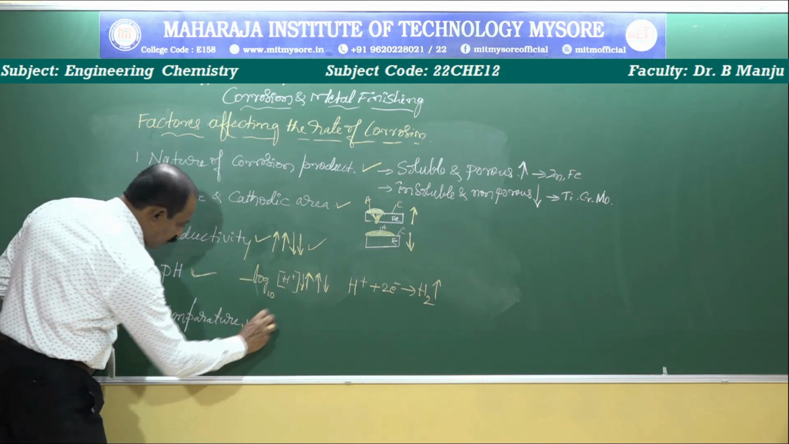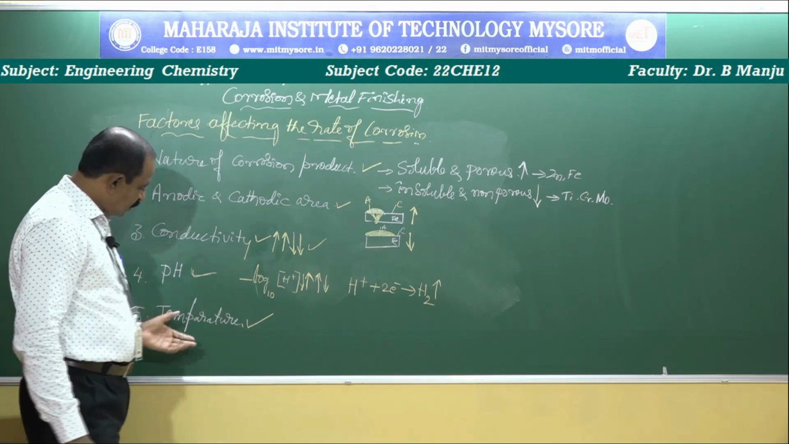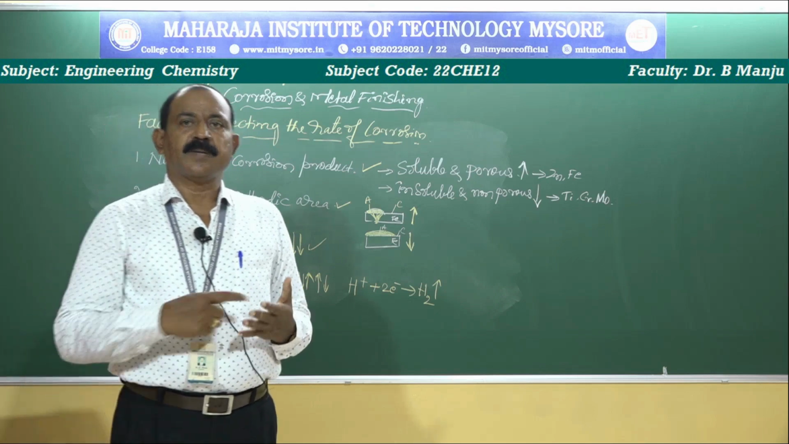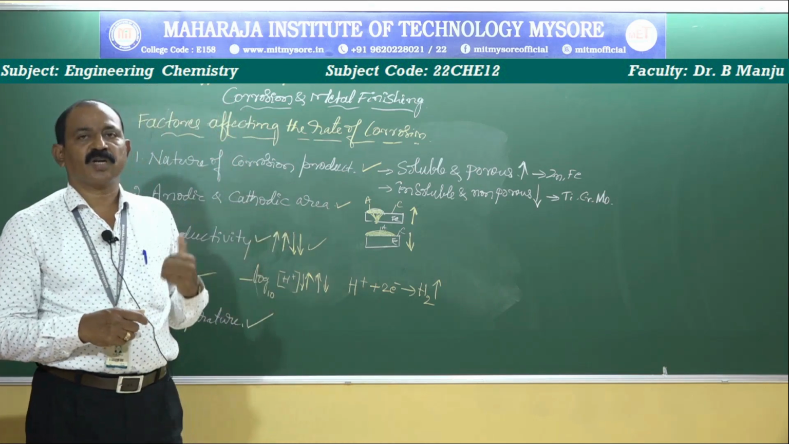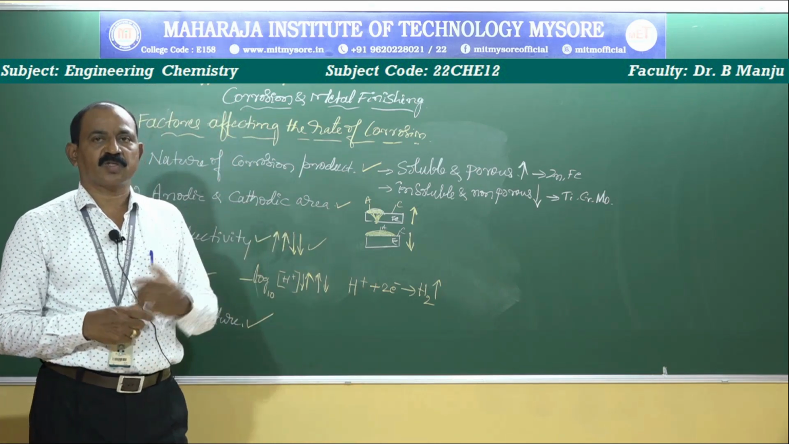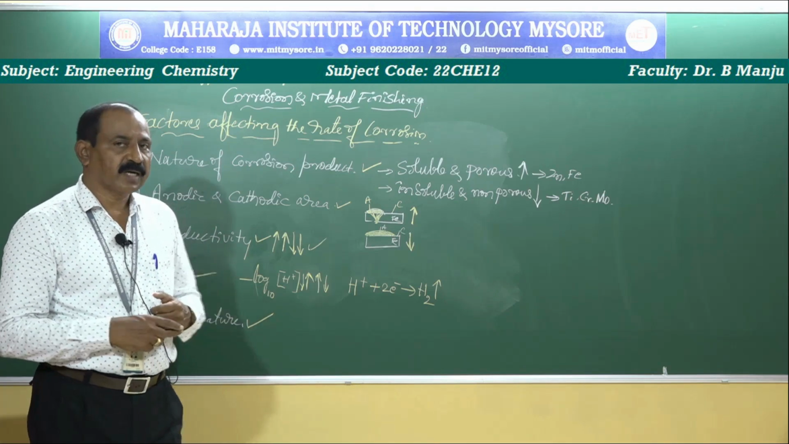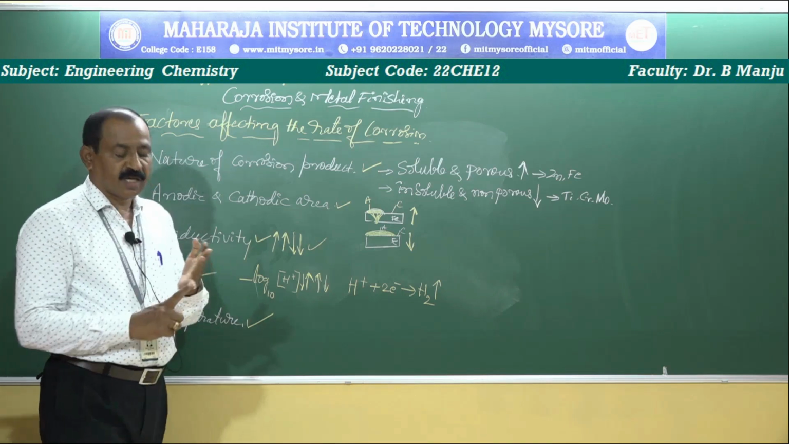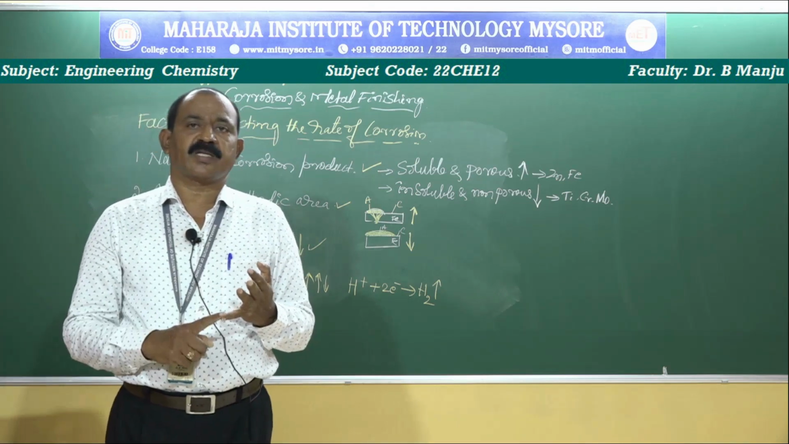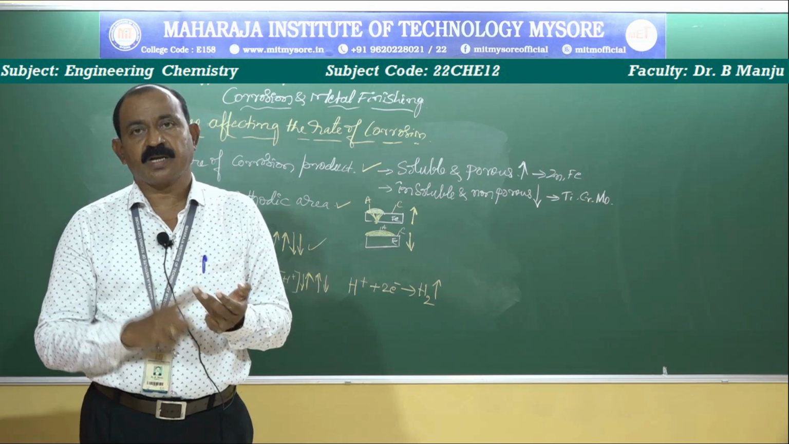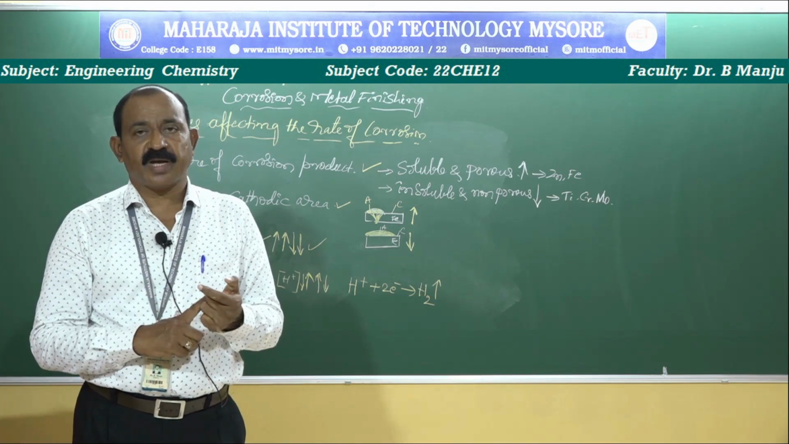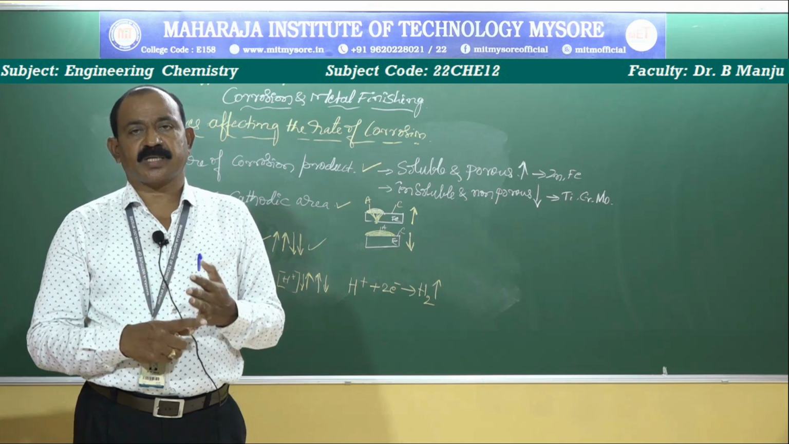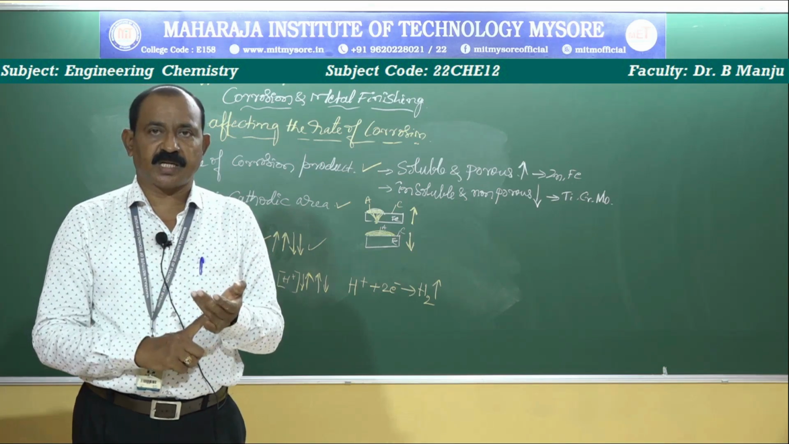Then I come to the temperature. Now the last one is the temperature. I think all of you know that, in general, if temperature is high, the corrosion rate is also high. The rate of corrosion increases with an increase of temperature. What is the reason? When temperature increases, what happens to solubility, conductivity, movement of ions or viscosity? In general, when temperature increases, solubility increases.